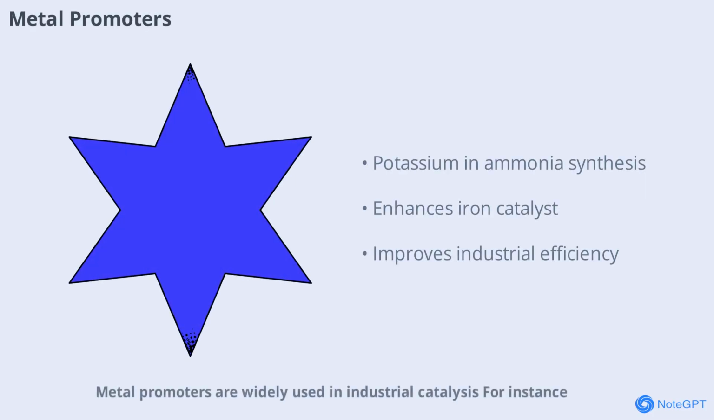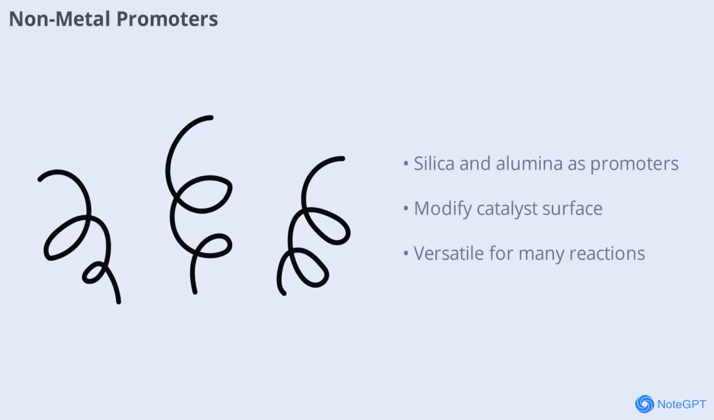Metal promoters are widely used in industrial catalysis. For instance, potassium is often added to iron catalysts in the Haber-Bosch process for ammonia synthesis. The presence of potassium increases the efficiency of the iron catalyst, leading to higher yields of ammonia. Other metals like aluminum or copper can also serve as promoters, each bringing unique benefits to the catalytic process. The selection of a metal promoter is based on the specific needs of the reaction and the properties of the catalyst.